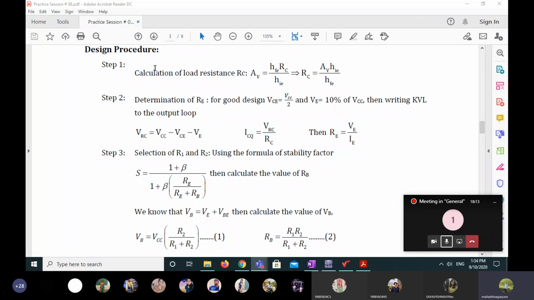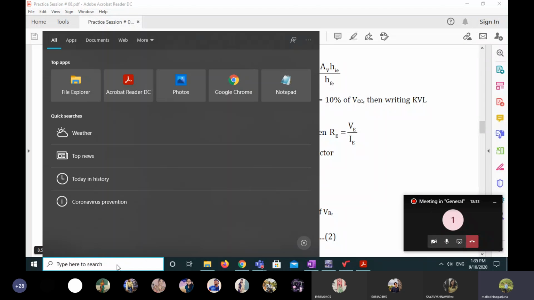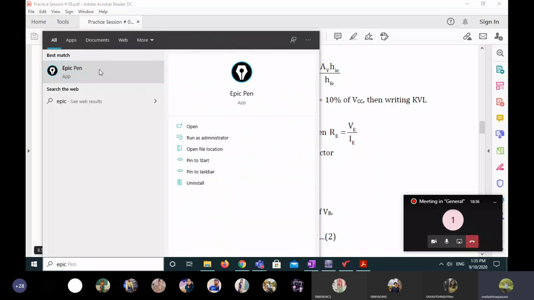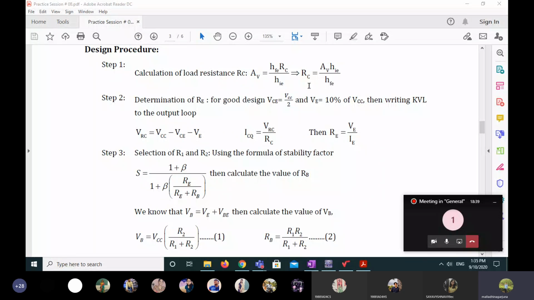Okay, see, step one. Step one is calculation of load resistance, RC. In the design procedure, we are using a simplified model, a simplified version. So voltage gain is equal to, the formula is, exact analysis or simplified model, AV is equal to AI into ZL by ZI.